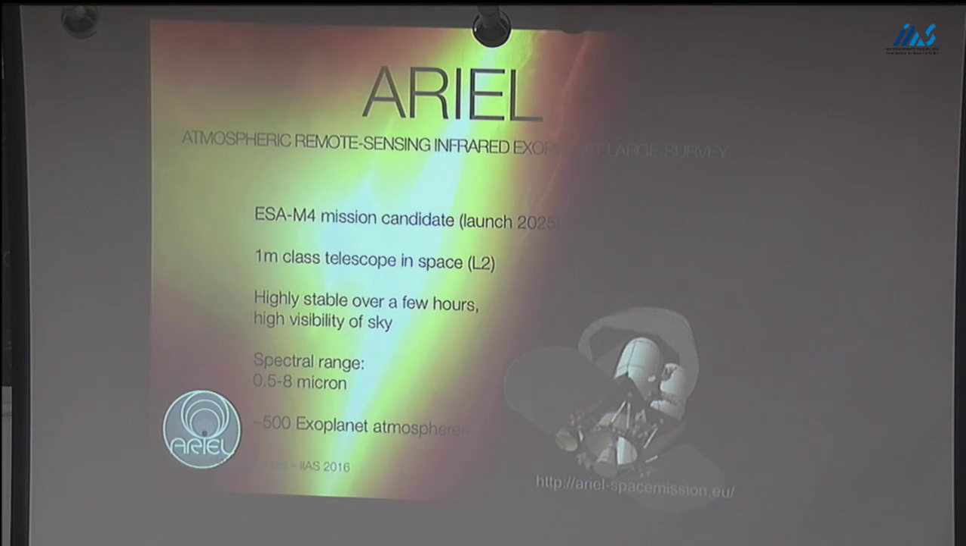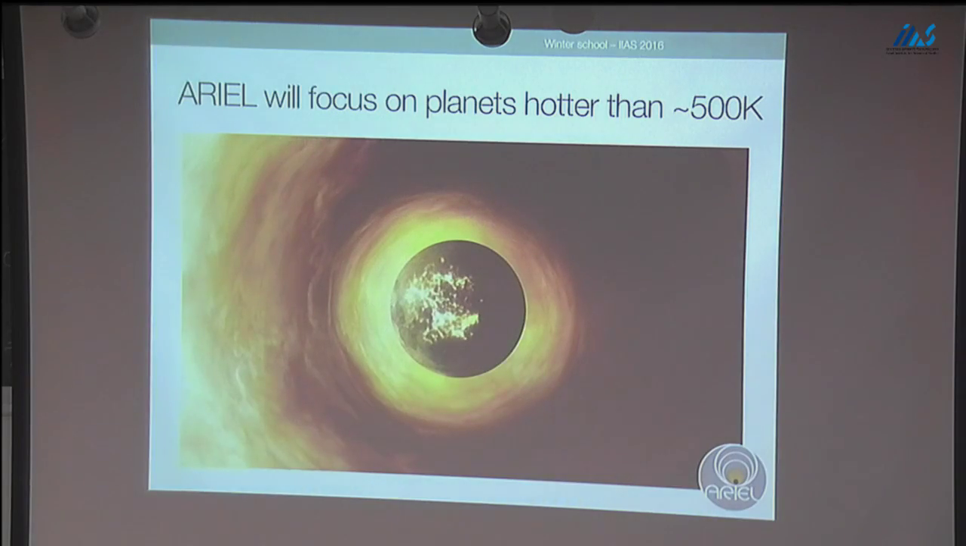So being at L2, it means very stable and high visibility of the sky, and the stability is fundamental for doing transit spectroscopy. And the spectral range should be between 0.5 micron in the visible and 8 micron in the infrared. And the ambition is to look at 500 exoplanet atmospheres. And so the focus of Ariel will be on hot planets, and we can select from super Earths, even Earths in some cases, if they're hot enough around a very bright star.